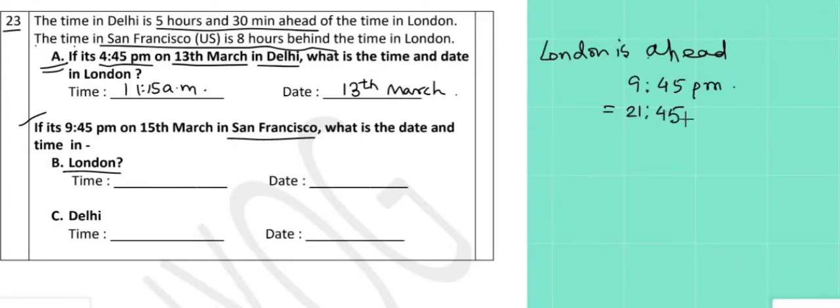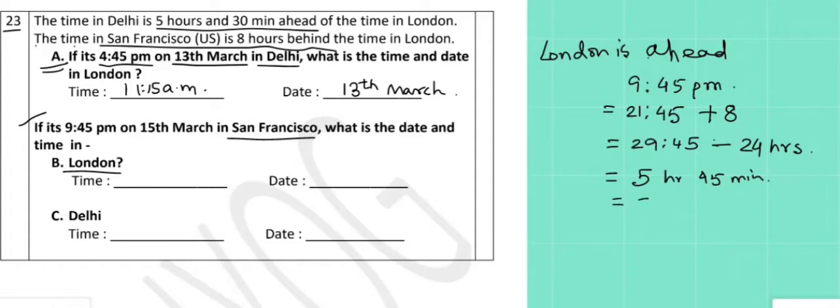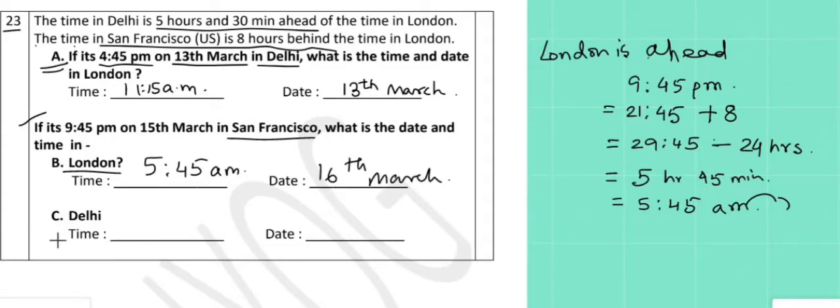So with 21:45, which is 24-hour format for 9:45 p.m., we are adding 8 hours. So we will get 29 hours and 45 minutes, which means we have entered the next day. So we will subtract the 24 hours of the previous day. So 29 hours minus 24 hours is 5 hours, and 45 minutes stays as it is. So which means that 5:45 a.m. is the time of the next day, which is 16th March.